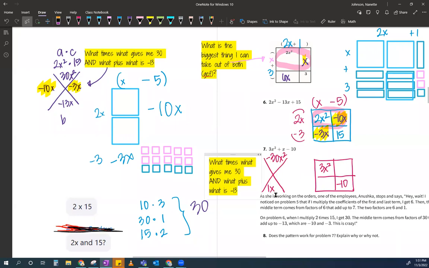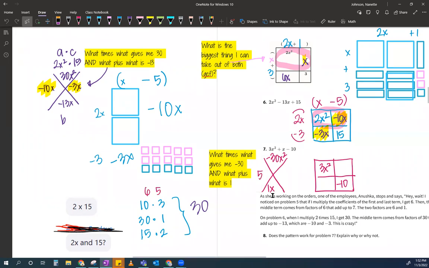This time it says, what times what gives me negative 30, but what plus what gives me positive 1? So you're looking for factors. Did I find all my factors? 1 times 30, 2 times 15, 3 times 10. There's a factor missing. What's another factor of 30? Come on, y'all, we got this. Yeah, it's 5 and 6. Okay, Miss Johnson, so you want me to write 5x here and 6x here?